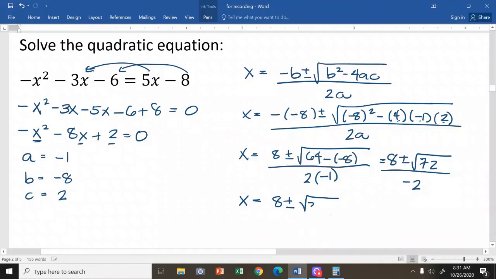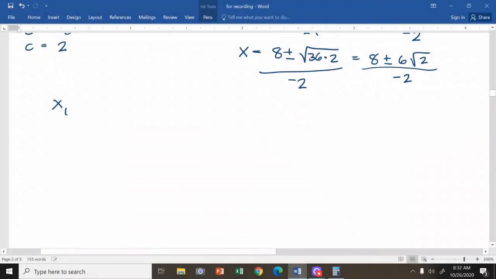Factors ng 72 is 36 and 2. Okay, so this one is over negative 2. Na pag sinimplify natin to, meron tayong 8 plus or minus. So, 36, square root of 36 is 6. And then, sa loob, may iwan sa radical sign yung 2. And then, over negative 2. So, yung ating x sub 1 is equal to 8 plus 6 square root of 2 over negative 2.